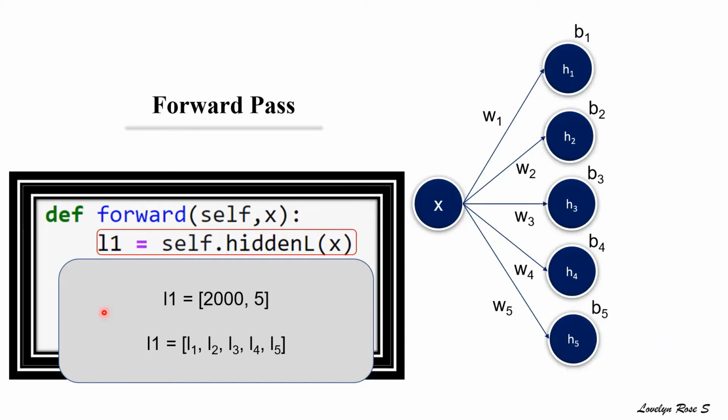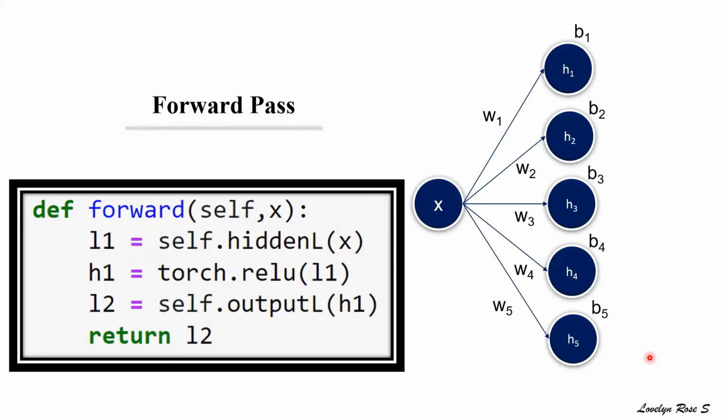Subsequently, I calculate this for all the samples, and so the L1 is now a tensor which has 5 columns, where the 5 columns represent the values from the 5 hidden nodes L1, L2, L3, L4, L5. Like this, I have it for 2000 samples. So it is a 2000 cross 5.